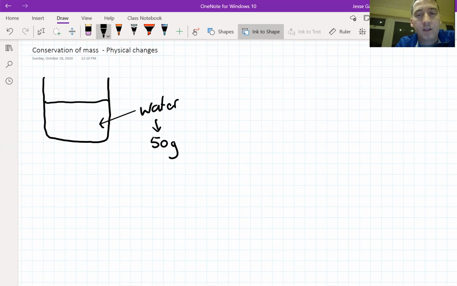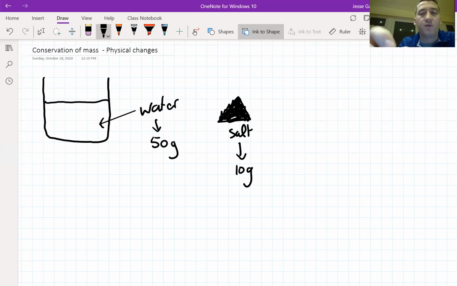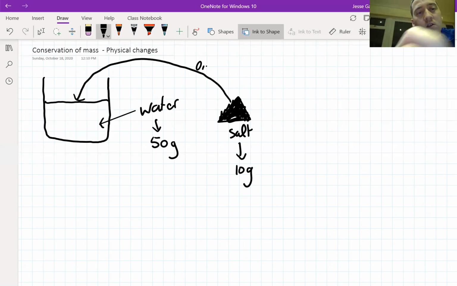Now, let's say we take some salt. So this triangle represents a pile of salt. Salt is another substance which is obviously made of atoms. And of the salt, we have 10 grams. Now, if we take our salt and we put it into the water and we mix it, we do something called dissolving. Again, this is not a new concept for us. We've already seen dissolving. So we dissolve the salt in the water.